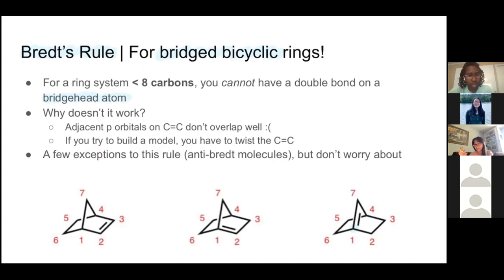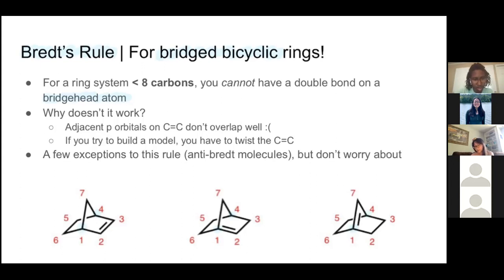There are a couple exceptions to this rule. They're called anti-Bredt molecules. Don't worry about them. If your teacher wants you to know them, they will let you know. So we will just be going over Bredt's rule molecules. Let's look at these 3 and decide who is following Bredt's rule. Remember, for this compound, 1 and 4 are going to be our bridgehead carbons or our bridgehead atoms. So let me go ahead and label all those.